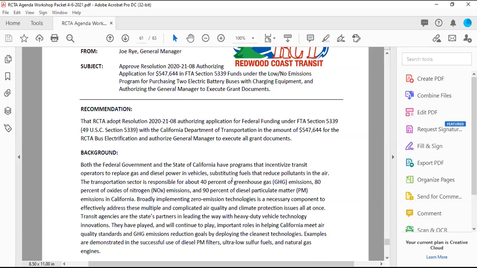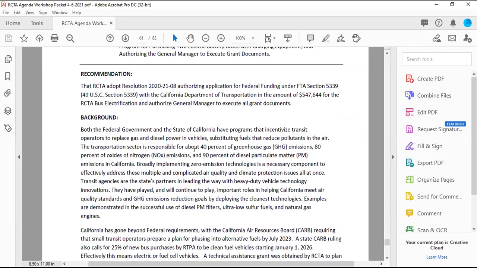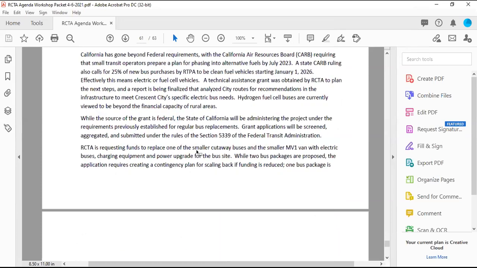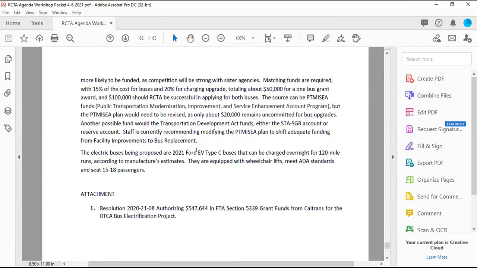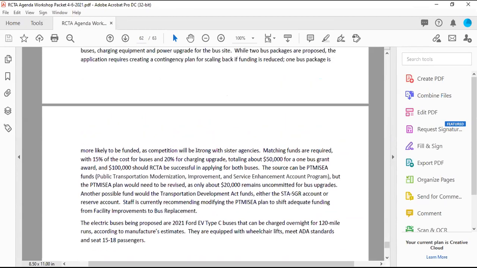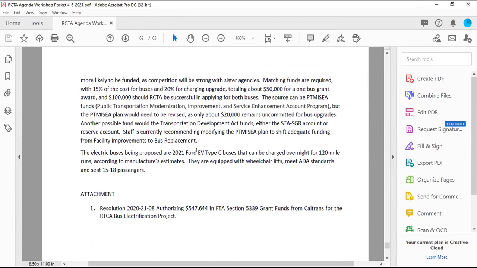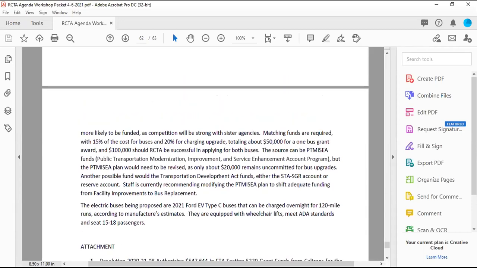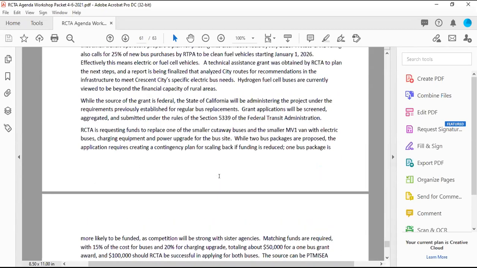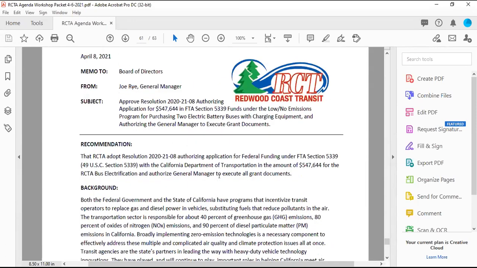We've got the application ready to go. We would like your approval on the resolution. Basically, we will have to fund some of the costs, but it's very interesting. It's only 85 or 80%, depending on whether it's for the buses. We also want some chargers and support on it. We may get one bus and not two. We may get two, or we may get none. At this point, it's a grant application, and we hope you'll approve the resolution to submit it.